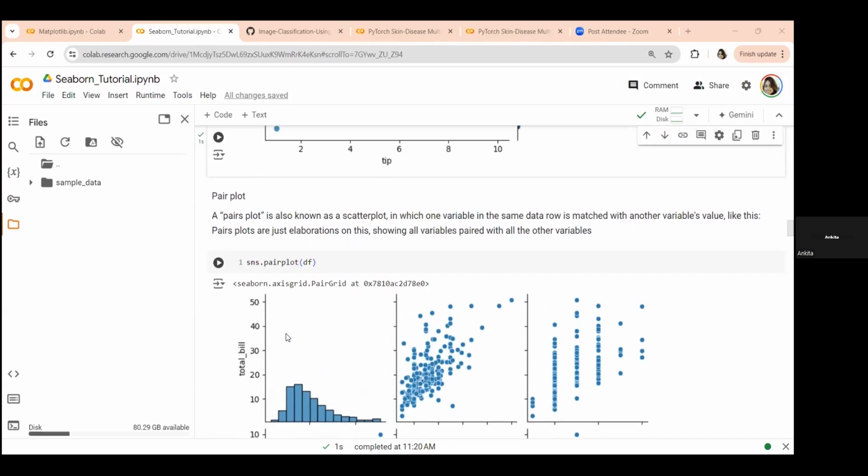Okay, the pair plot basically represents the bivariate analysis. Pair plot basically represents the bivariate analysis. If you have two independent features and one dependent feature, then you have to use the pair plot. Pair plot also represents the matrix.